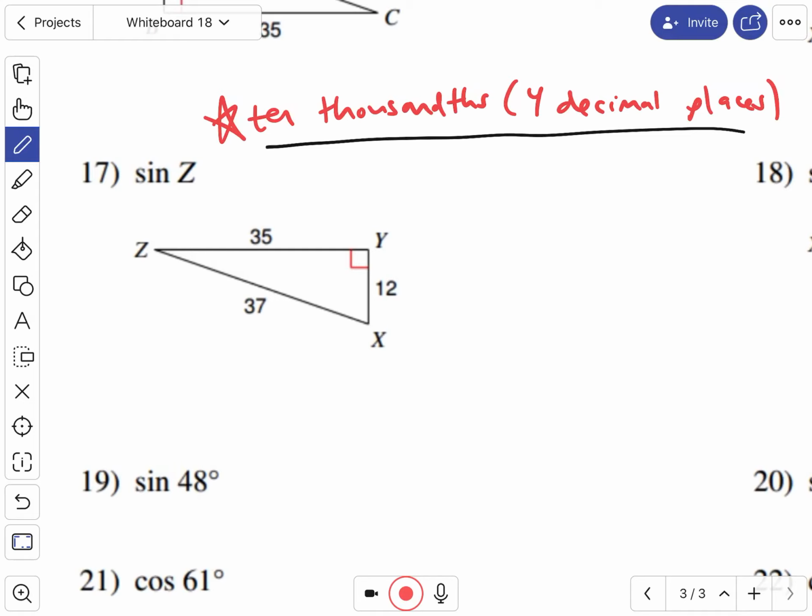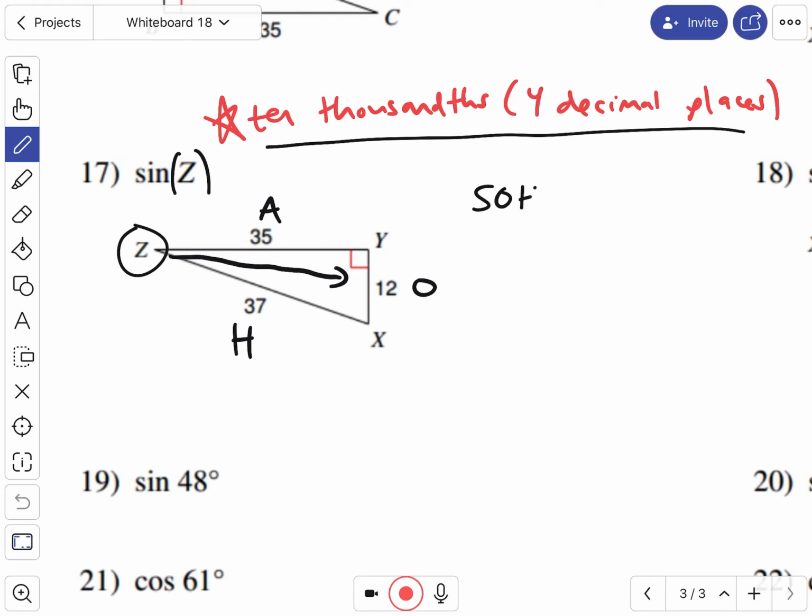So step 1, label. Again, you want to copy all this down. Copy the shape, copy everything here. So Z is our reference angle. So H is the easiest to do. That's across from the 90. It's the largest side. The next one is going to be your O. And again, you want to look at the reference angle, circle that. Whatever's across from that reference angle is your opposite. And then the third side is your adjacent.